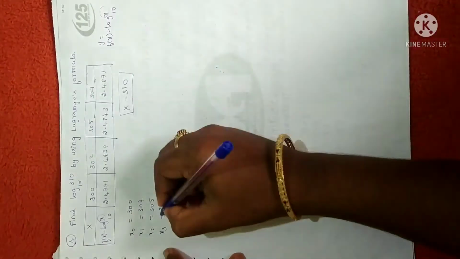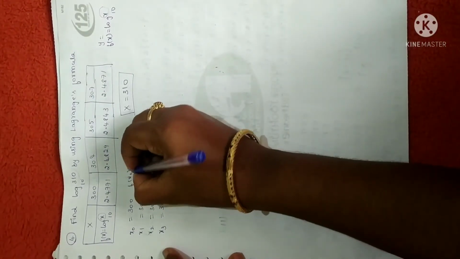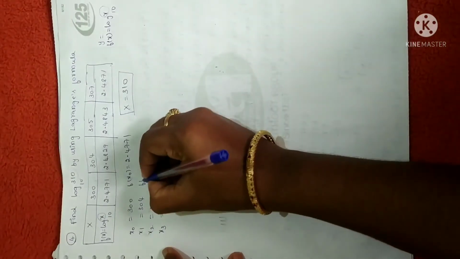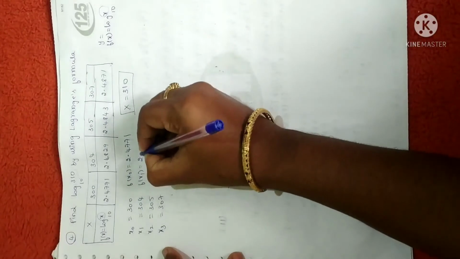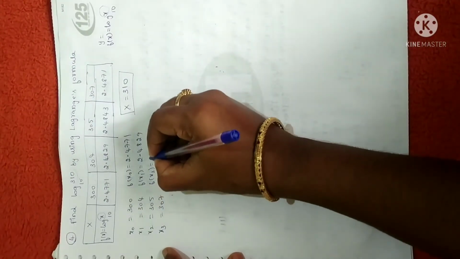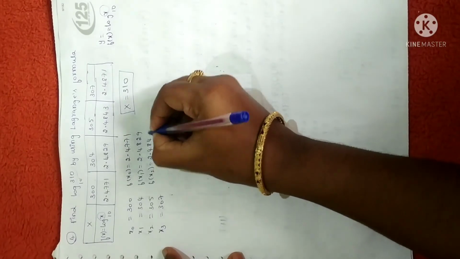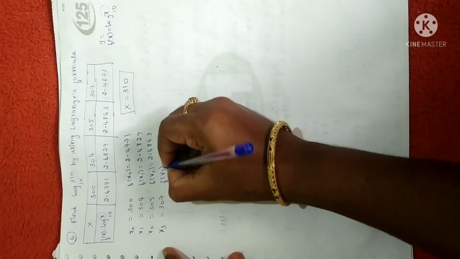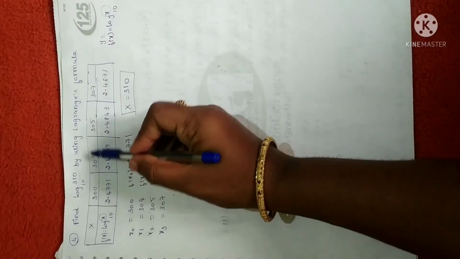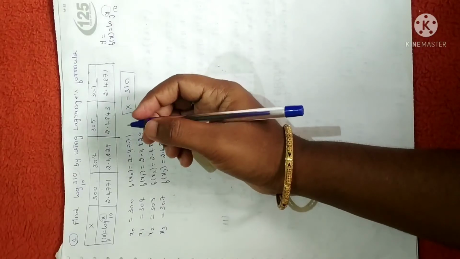Fine. Now f of x0 is 2.4771, f of x1 is 2.4829, next f of x2 is 2.4843, f of x3 is 2.4871. As usual, how many points are given? 1, 2, 3, 4. So you have to use the 4-point formula. Let me write down the formula.